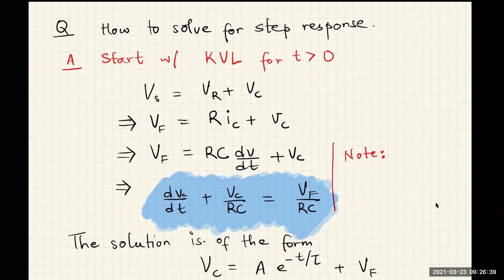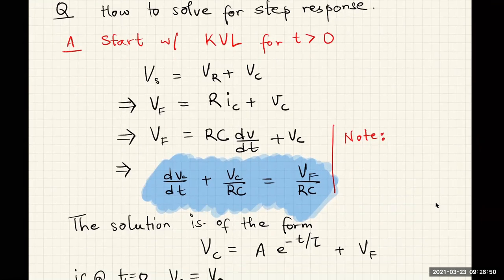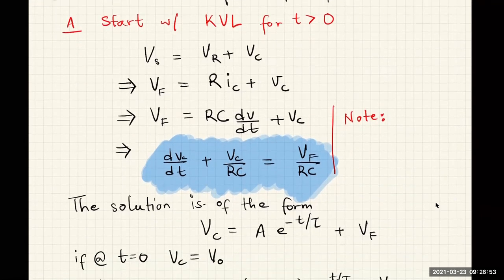Now, the next question is, how do we solve for the step response of a capacitor or inductor in a circuit? For the circuit that I've shown you, this is just a quick example of how you can do it. We'll start with a KVL, and basically the source voltage must equal the sum of the resistor voltage and the capacitor voltage by simple KVL. And for time greater than 0, that source voltage is equal to Vf, and then you can replace the variables relevant to the circuit and do some algebra.